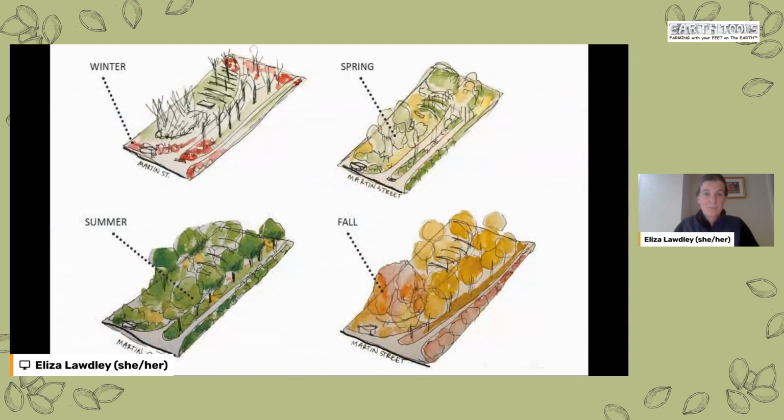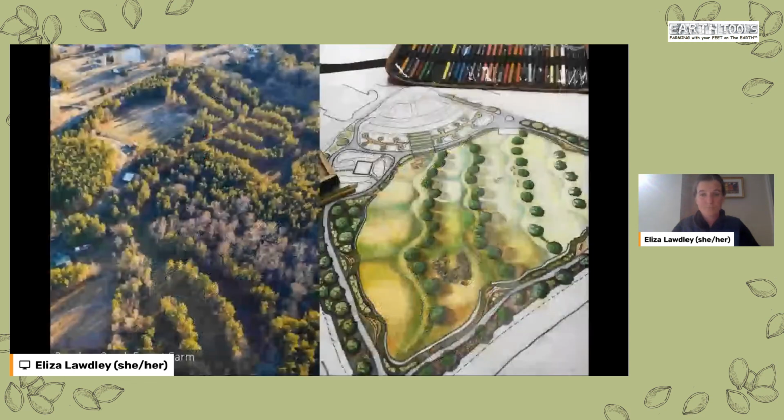And then finally, thinking about how these systems might function at different points in the year. So, how is your Keyline system going to look or function in the winter versus how is it going to behave in the summer? These are really quick sketches that I did for a property in Raleigh. But for your own farm, it's really helpful to think about how water is going to behave in these different seasons and how it's going to affect your plant cycles.